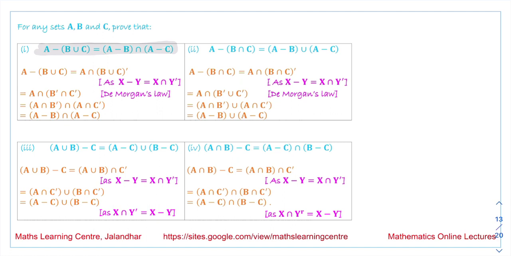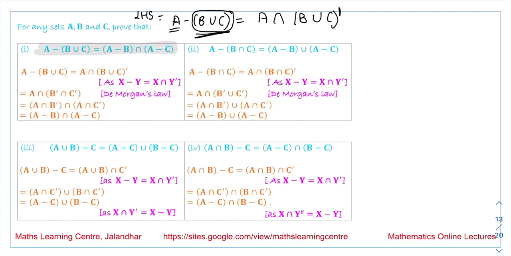So we start the proof with the left hand side, LHS. It is A minus (B union C), and we know the formula for A minus B: it is set A intersection B complement. So this is A intersection (B union C) complement. We are saying A minus B means those elements of A which are not present in B union C.